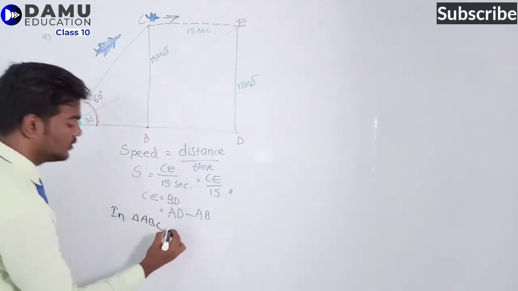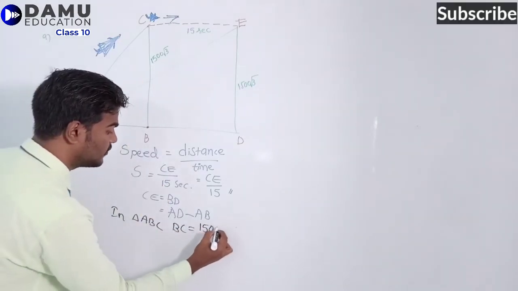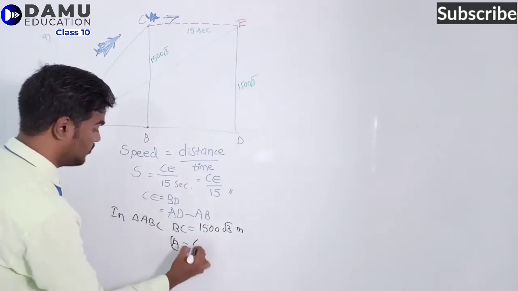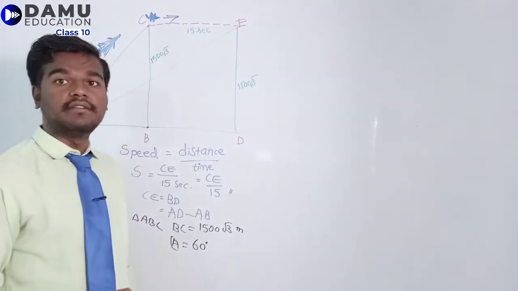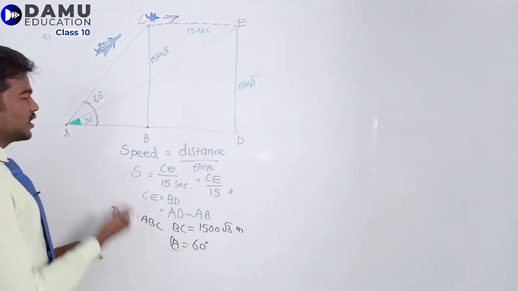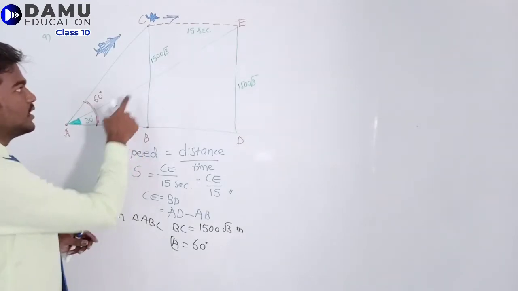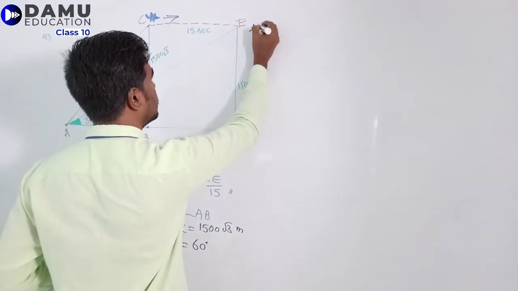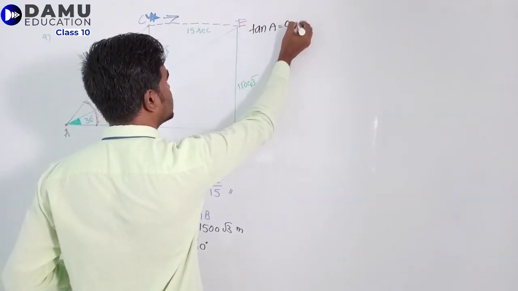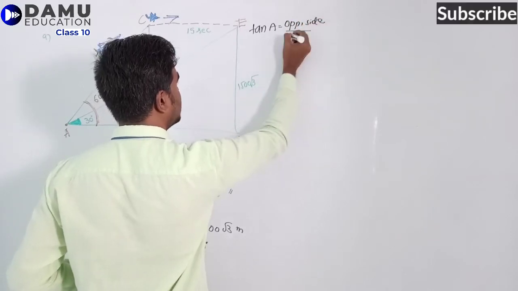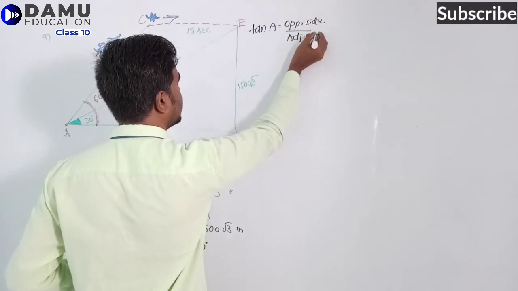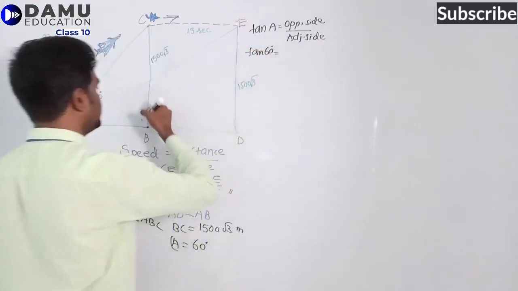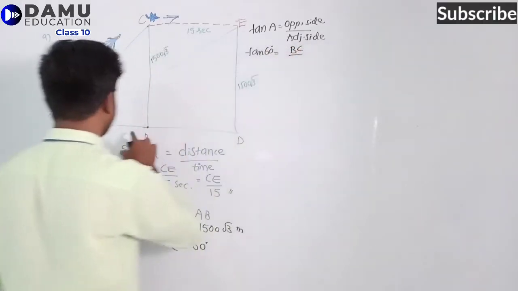In triangle ABC, what is BC? The height BC will be equal to 1500 root 3 meters. And what is angle A here? Angle A will be equal to 60 degrees. So let's consider the trigonometric ratio to find this. Opposite by adjacent is tan. So tan A will be equal to opposite side by adjacent side. Tan 60 degrees is opposite BC by adjacent side AB.